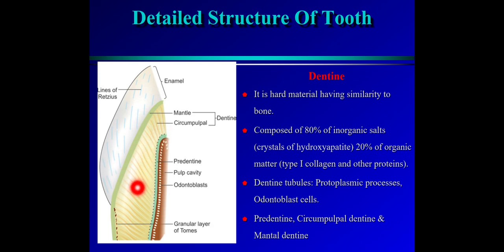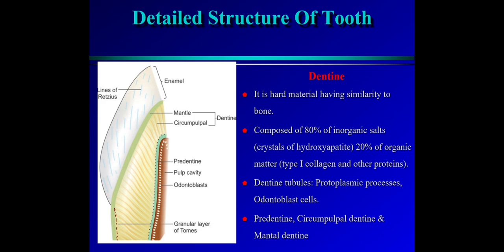I repeat again, the dentine is formed by the dentine tubules. These dentine tubules constitute the protoplasmic processes. The protoplasmic processes are given off from the odontoblast cells. The odontoblast cells are simple columnar cells lining the pulp cavity. The dentine tubules reach up to the dentino-enamel junction. They pass through the proximal part of the enamel and form the enamel spindles. And these dentine tubules reach the part of the root and form the granular layer of Tomes. So this is regarding the dentine.